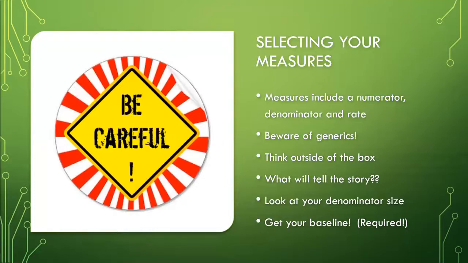And last but not least, make sure you get your baseline data before you implement your strategy. This is required for the action steps for FQHCs, and it's also just good quality improvement, because if you don't get this baseline data, you won't have a quantifiable way of really knowing if you've made a difference over time with this one intervention.